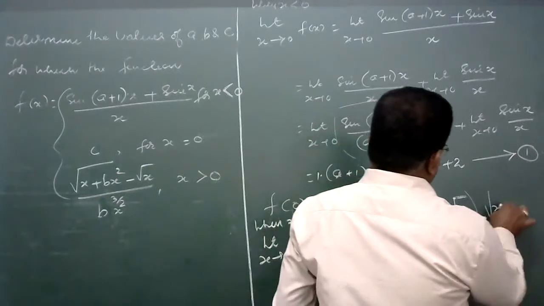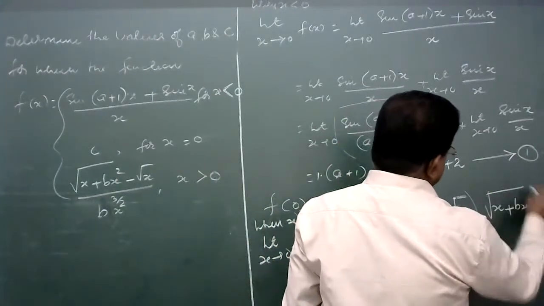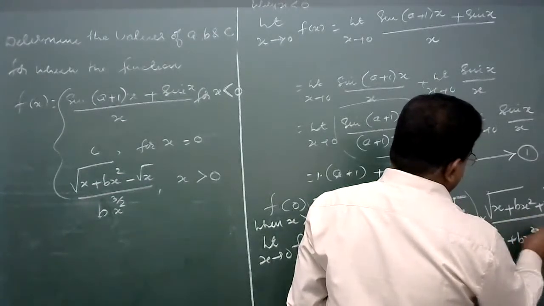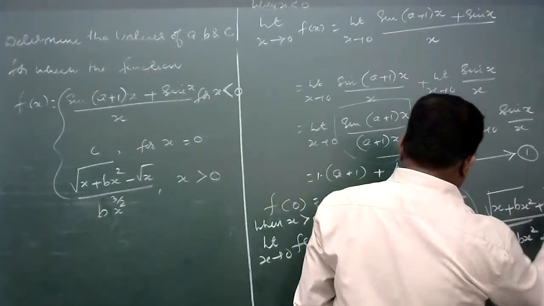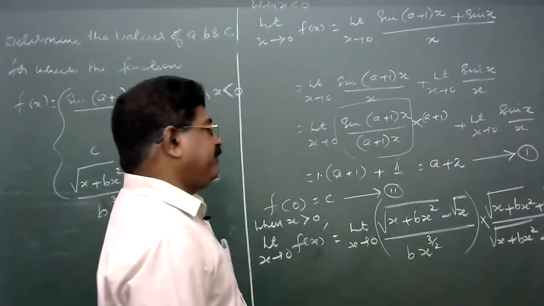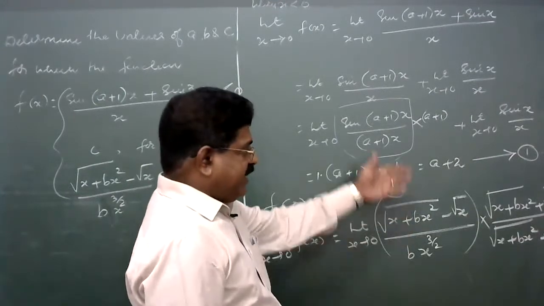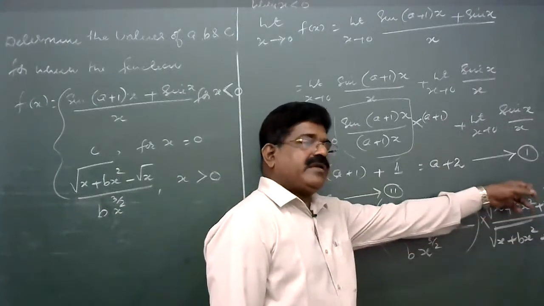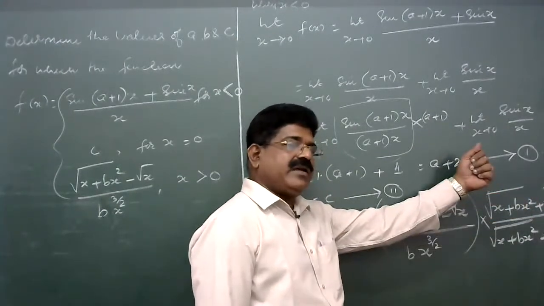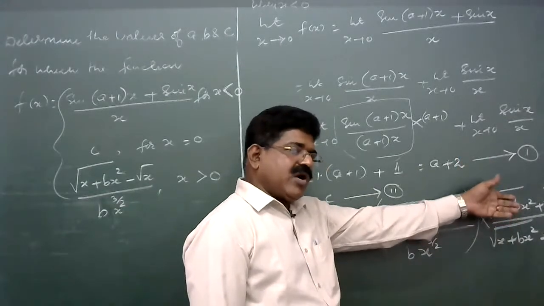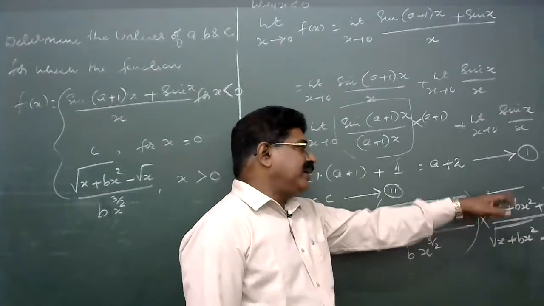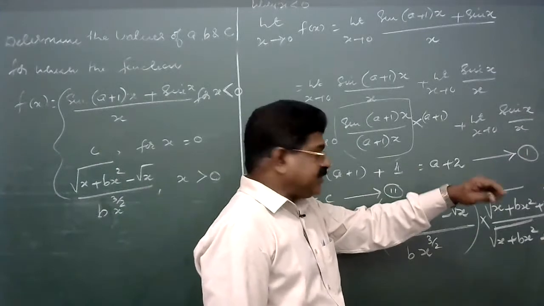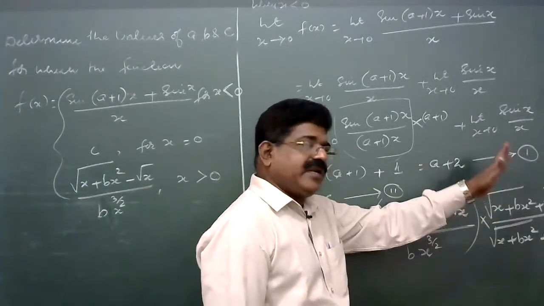Multiply both numerator and denominator by the conjugate, plus root of x, the whole upon root of x plus bx squared plus root of x. Clear? We already studied in the 6th, 8th standard that a minus b into a plus b is a squared minus b squared. The conjugate of an irrational number can be rationalized. That you study. That's what the teacher told.